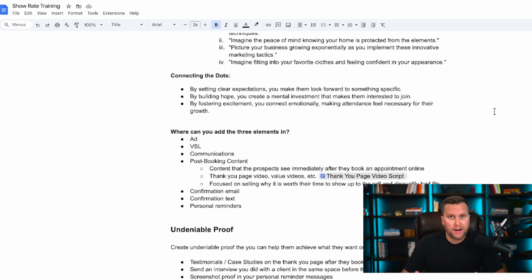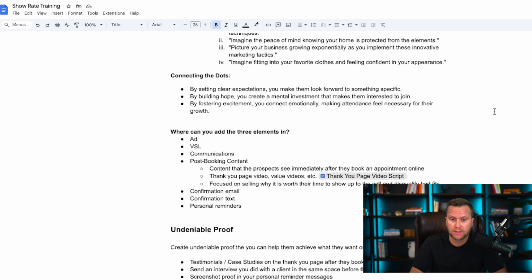Another more advanced strategy to help you increase your show rate is creating undeniable proof. So with this, you want to remove any doubt that they think you cannot help them achieve the result that they are looking for. So what you want to do is create undeniable proof that can help them achieve what they want or solve their problems.